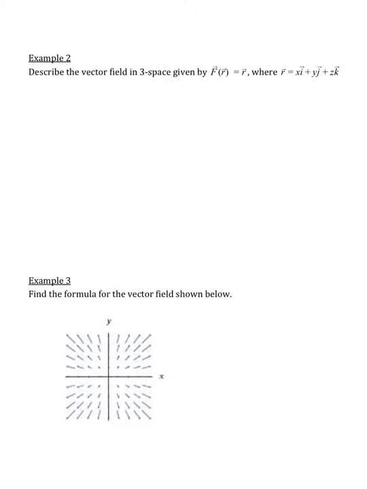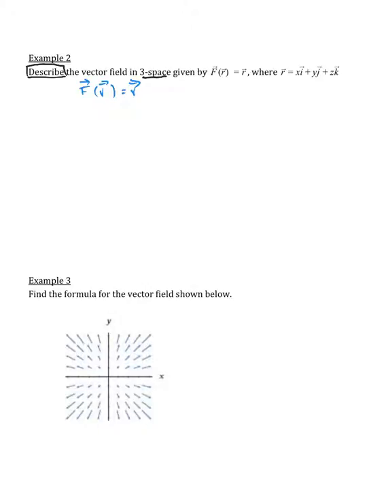Now let's move on to the next example. This one is actually in 3-space as shown here, and notice that in 3-space questions, which are both example 2 and 3, you'll never really be asked to graph it because it would be really hard to graph a vector field in 3-space. Instead, this time you're asked to describe it. Let's do this without graphing.